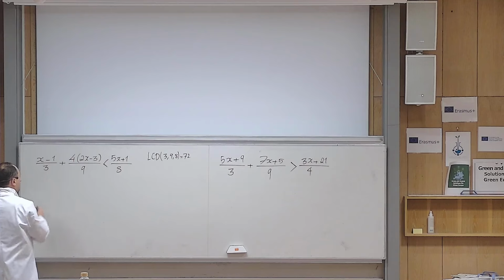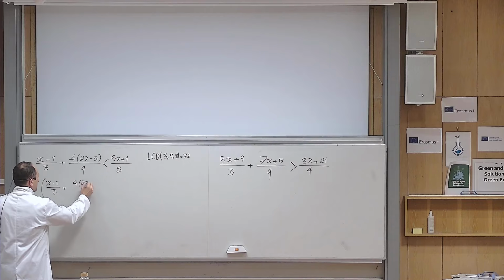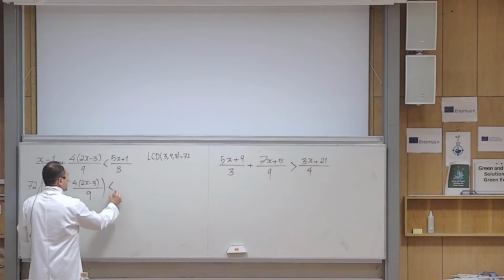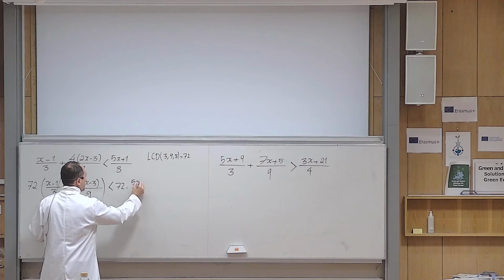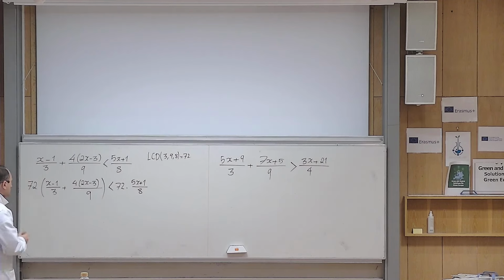So I multiply everything by 72. So 72 should be multiplied on the left and on the right. On the left, it is less than 72 multiplied by (5x plus 1) over 8. Then I have to simplify that. When you multiply by 72, it should be multiplied here and also there. If I multiply it here, you can imagine that 72 is sitting here, and then this 72 and this 3 are simplified. 24 is left, which should be multiplied into the numerator.